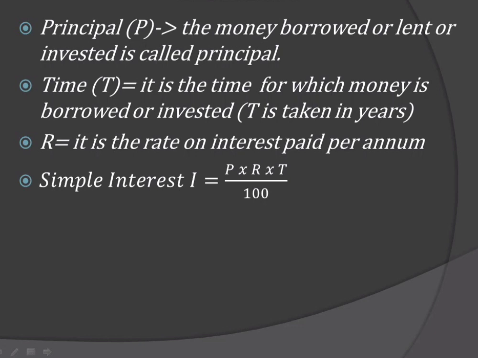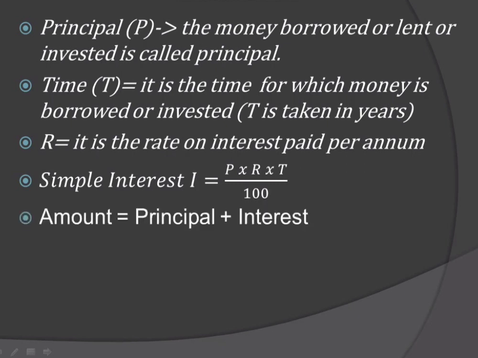Now we can calculate simple interest by the formula I equals P into R into T upon 100, where P is principal, R is rate, and T is your time, upon 100. This is how we can calculate the interest. Now the amount which we will get after a certain time T period will be the amount which we have submitted, that is principal, plus the interest which we have earned on submitting the money. So total amount after some time what we will get is principal plus interest.